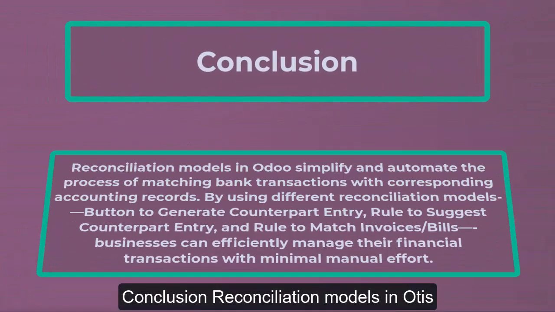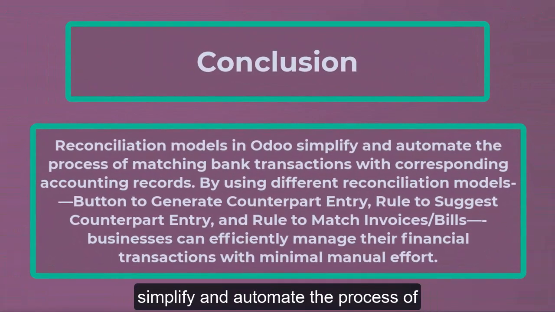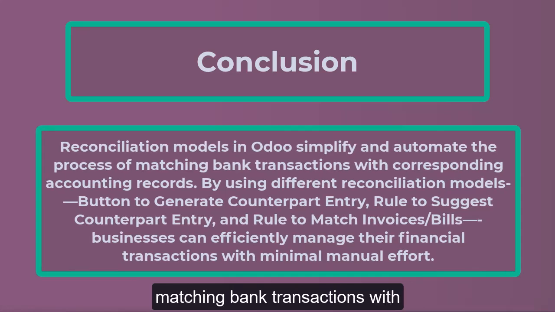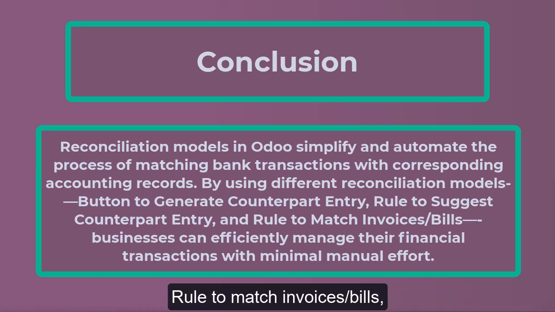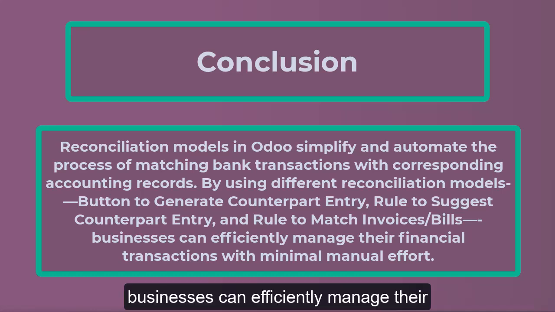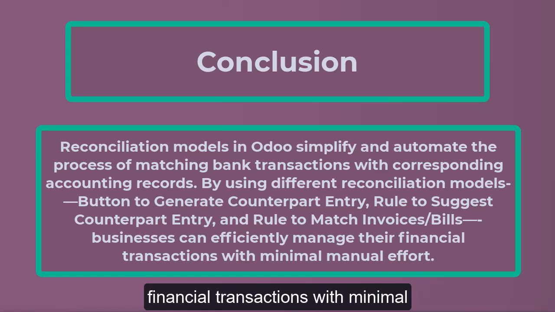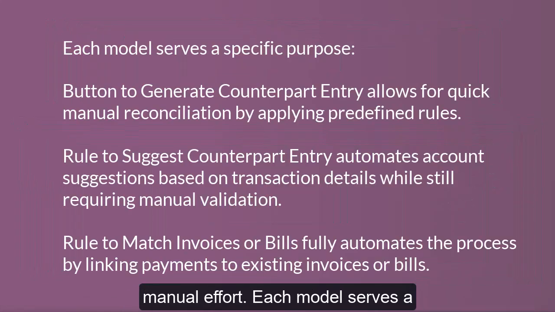Conclusion. Reconciliation models in Odoo simplify and automate the process of matching bank transactions with corresponding accounting records. By using different reconciliation models, button to generate counterpart entry, rule to suggest counterpart entry, and rule to match invoices/bills, businesses can efficiently manage their financial transactions with minimal manual effort. Each model serves a specific purpose.